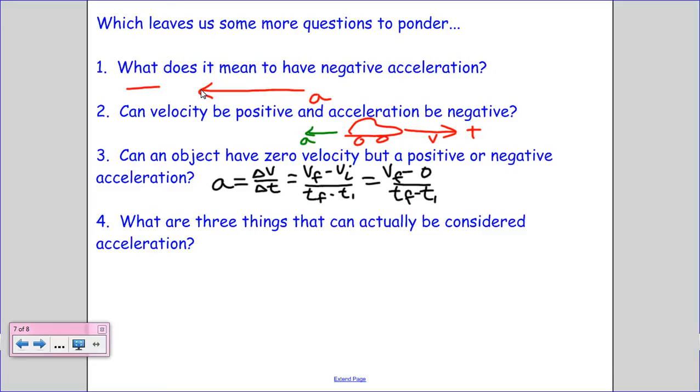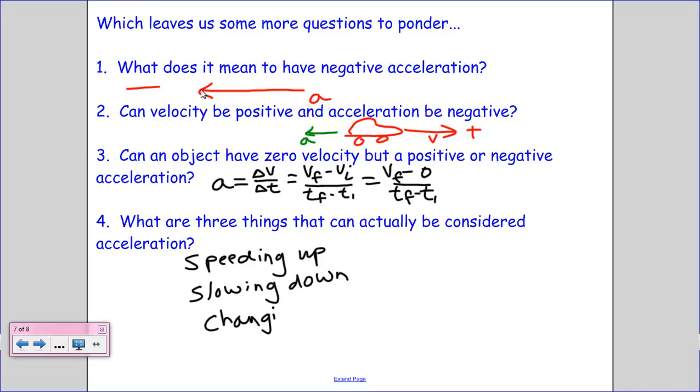And four, what are three things that can actually be considered acceleration? Speeding up in any direction, but not changing direction. Slowing down in any direction, but not changing direction. Or changing direction. You can mix these things together. So you could be changing direction and speeding up. Let's say you're in a high-speed chase and you go around a corner and you punch the gas. That is accelerating, but it's accelerating in more than one way, which is a little too complicated for what we're going to look at.